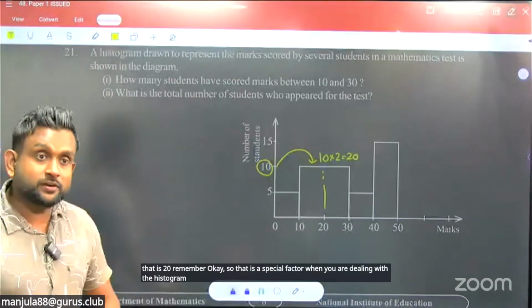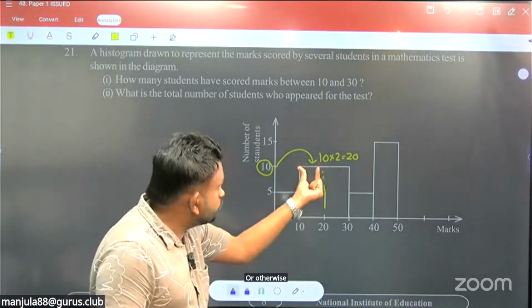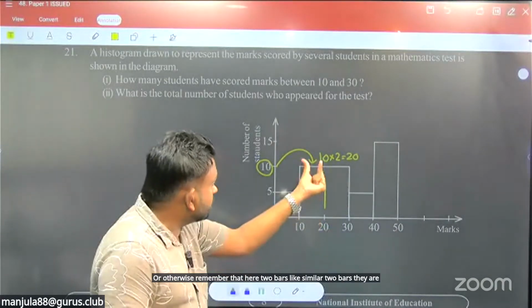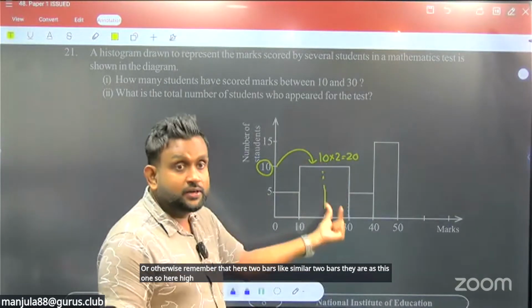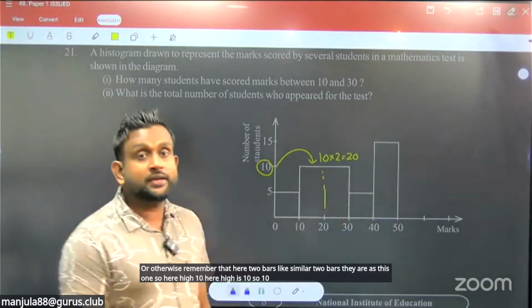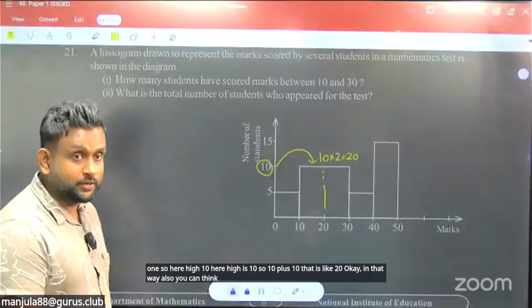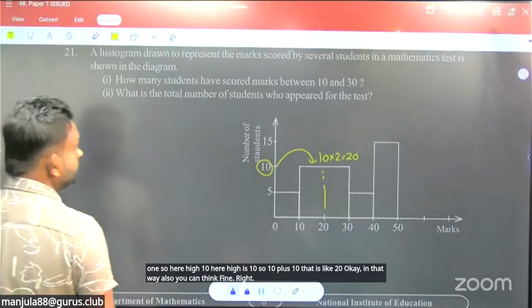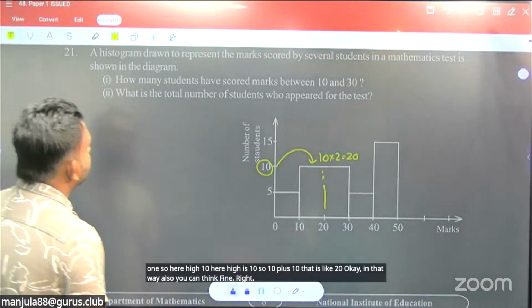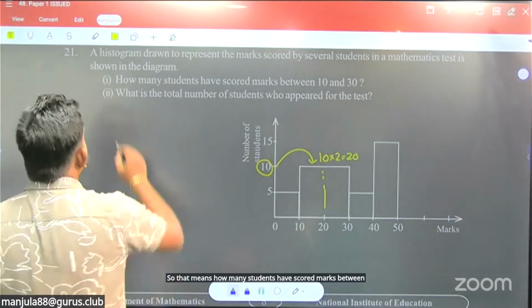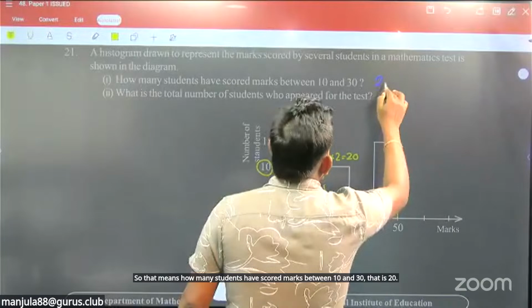Or otherwise, remember that here there are two similar bars. So here height 10, here height 10. So 10 plus 10, that is 20. In that way also you can think. Fine, right. So how many students have scored marks between 10 and 30? That is 20.